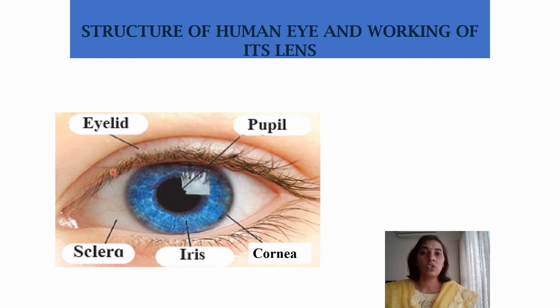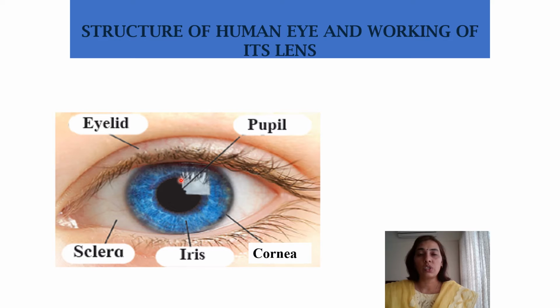So here we have a picture of an eye. Here we have the eyelid, which is protective in nature, and the eyelids prevent dust and other foreign particles from entering the eye. Then we have a pupil. Here we have the pupil, the black portion.